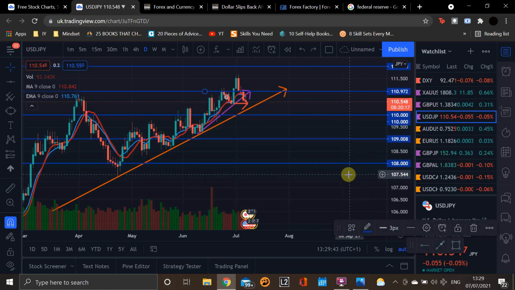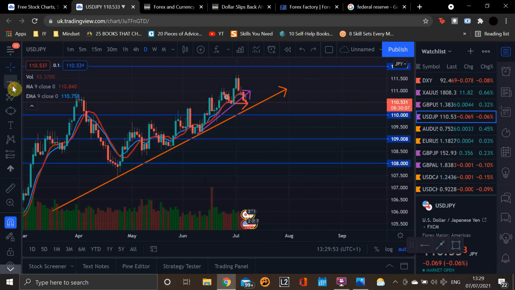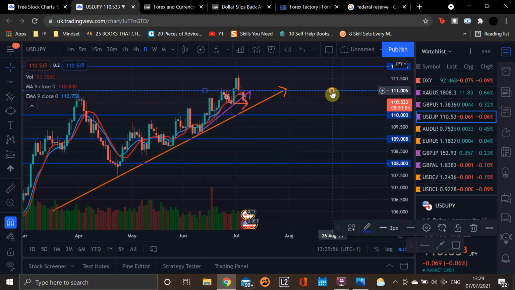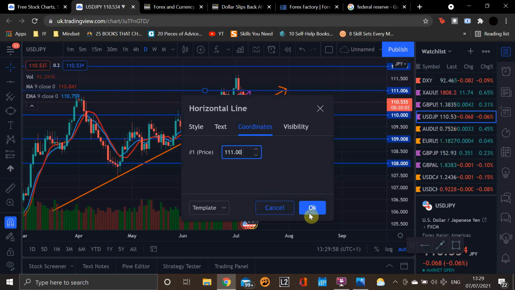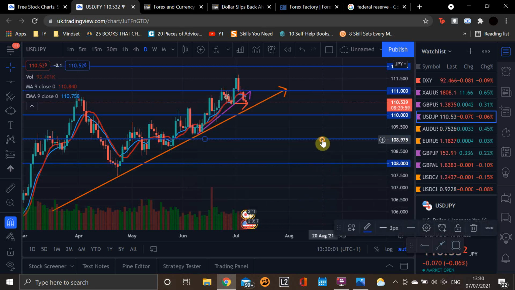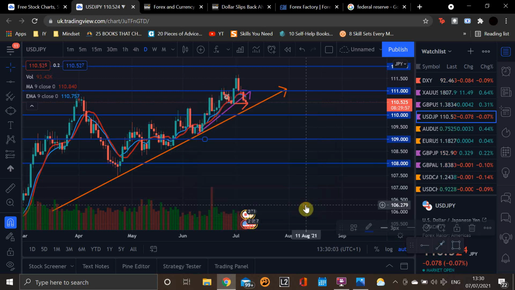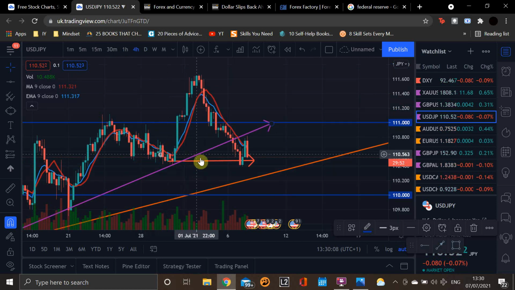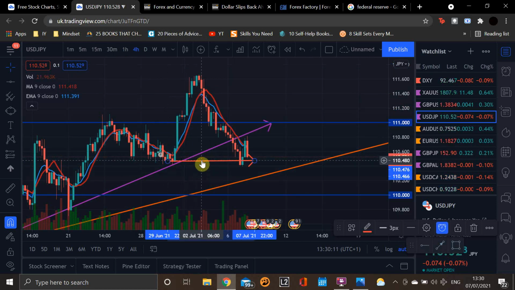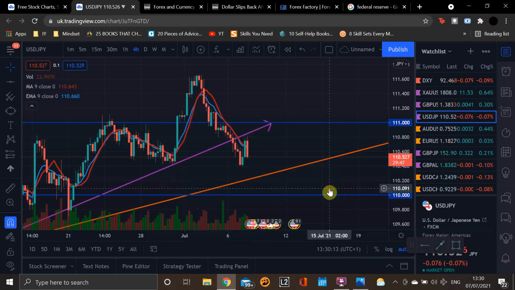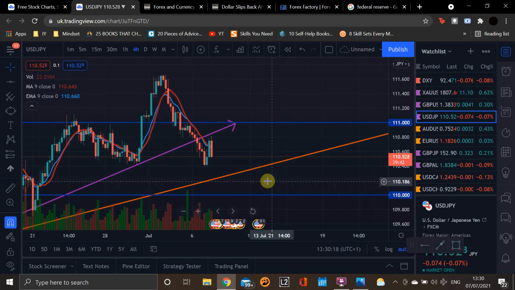Wait, what? What's going on here? Okay. 109. Okay. Daily, we'll leave this area. Do I want to mark the mid-levels? Maybe I might mark the mid-levels.